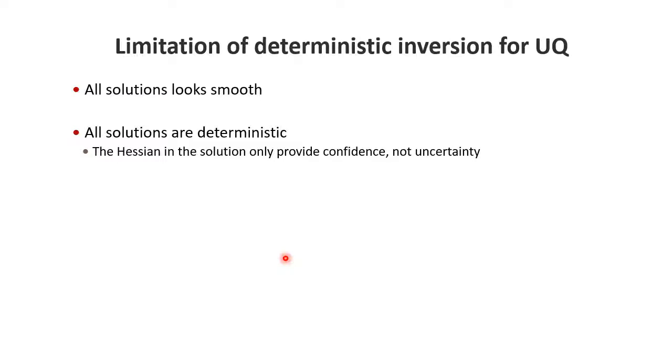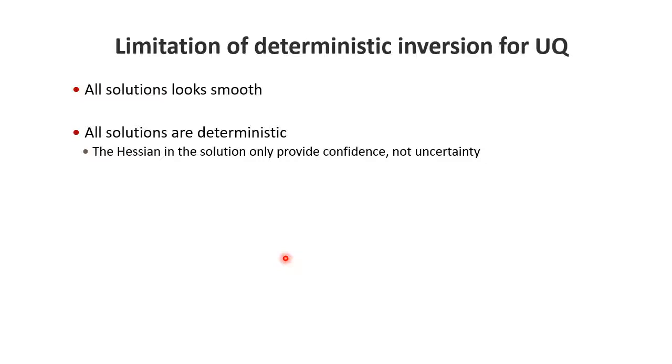But of course, regardless of all the methods you use, whether you use a reference model or a structural inversion or some kind of spatial covariance in there, all the solutions still look equally smooth. And of course, in reality, resistivity or that property that you're trying to invert is not as smooth as the solutions provided. The other, of course, problem is that all solutions are deterministic.